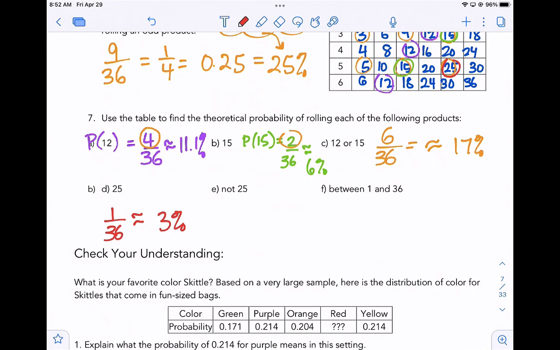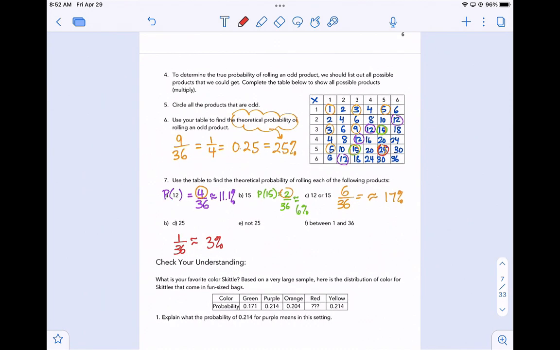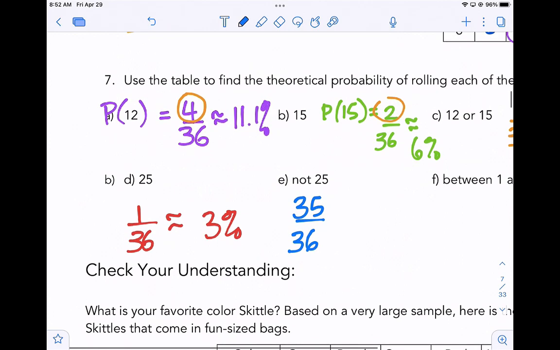What's the probability of getting not a 25? All right, so one way we could do it was we could count everything that's not 25. But we know that there's 36 total, and one of them was a 25. So if we do 36 minus the 1 25, we have 35 ways to get not a 25. So that should be about, what, 97%? Because 100 minus 3%, but we can calculate it more accurately here. Yeah, it's about 97%, 97.2.